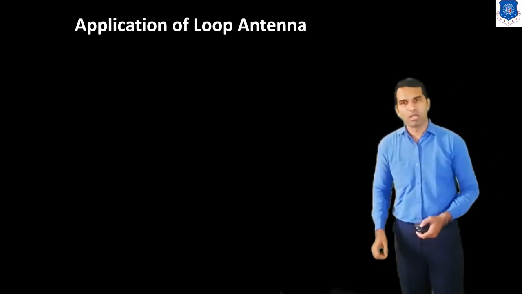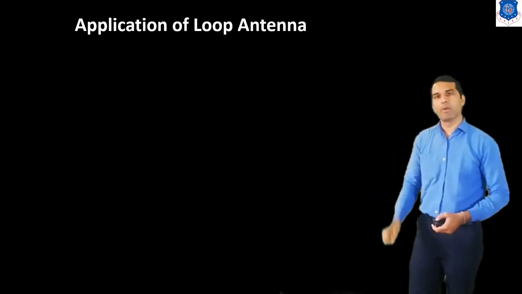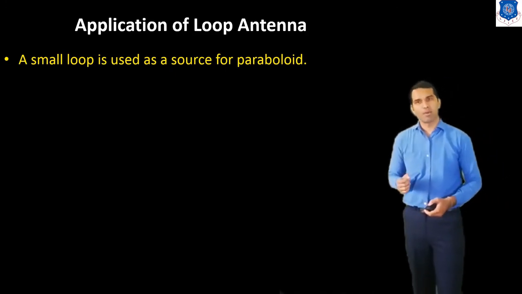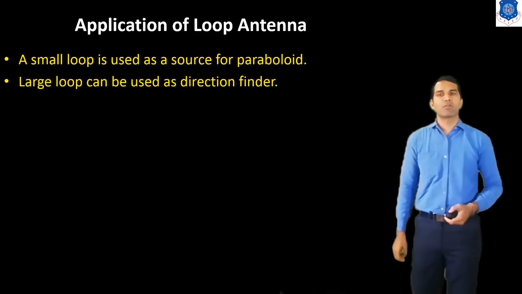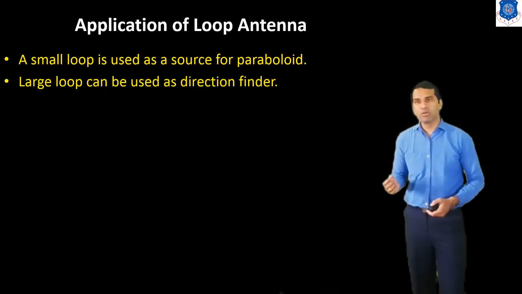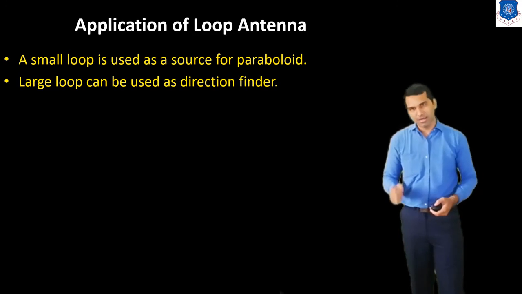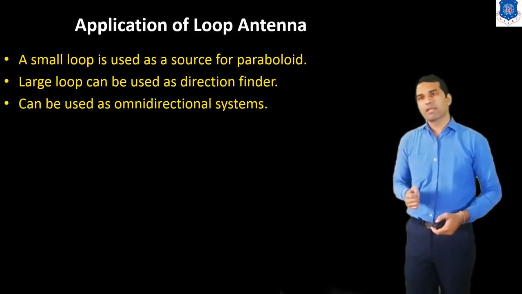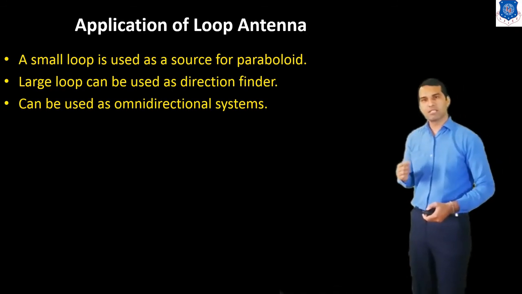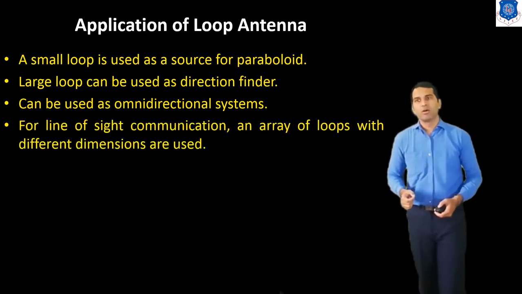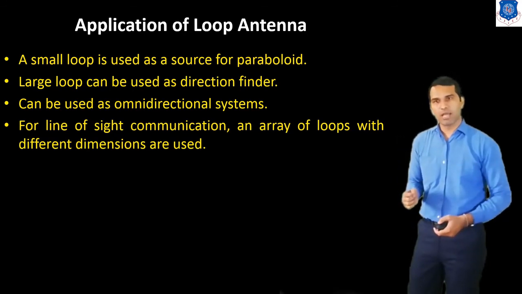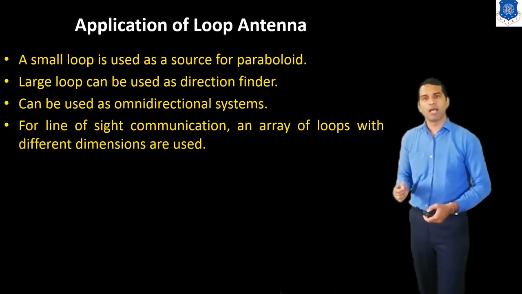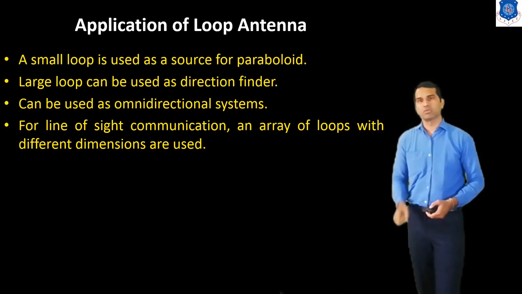Now we discuss the applications of the loop antenna. A small loop is used as a source of a paraboloid. The second application is that a large loop can be used as a direction finder. Also, the loop antenna can be used as an omnidirectional system. For line of sight communication, an array of loops with different dimensions is also used.